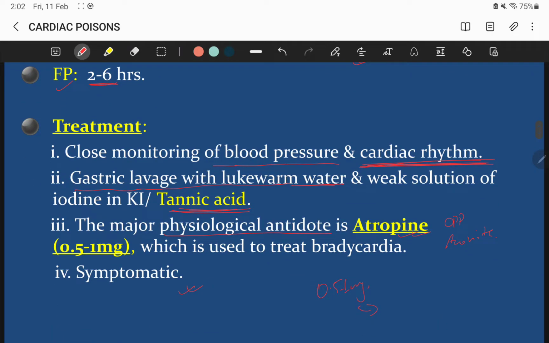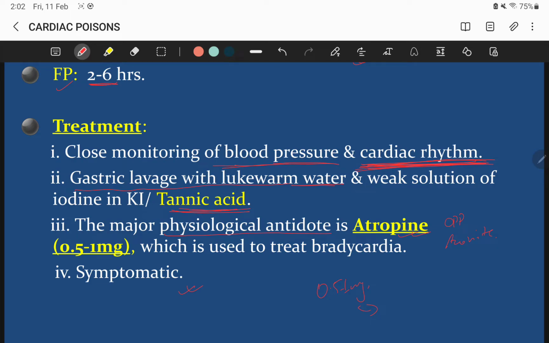So treatment, how do you treat it? Treatment includes close monitoring of the blood pressure, because it causes bradycardia. You have to maintain the BP and the cardiac rhythm as well, because many kinds of ventricular fibrillation, sinus tachycardia and so on can occur.